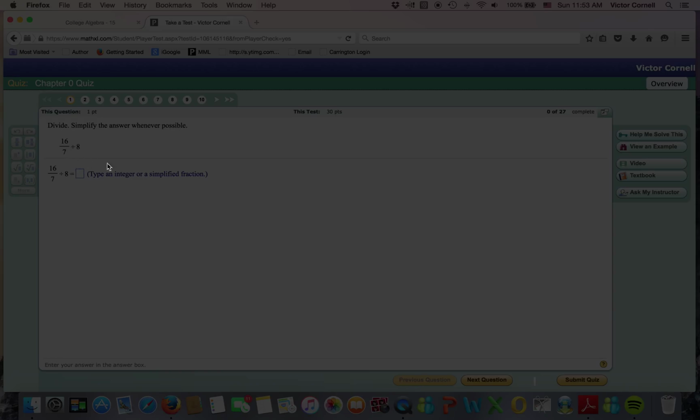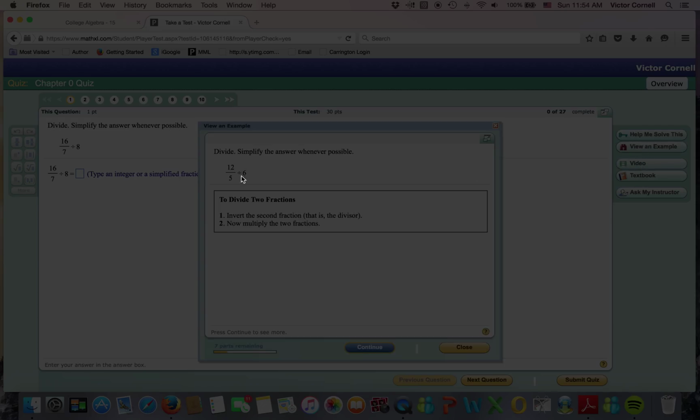A quicker way is to click right over here, view an example. So if I click on view an example, look at this matches. See how close these 2 questions are? So to divide 2 fractions, invert the second fraction. So you take the reciprocal, and step 2 is multiply. So it'll show you the steps, and it'll actually do it for this problem.